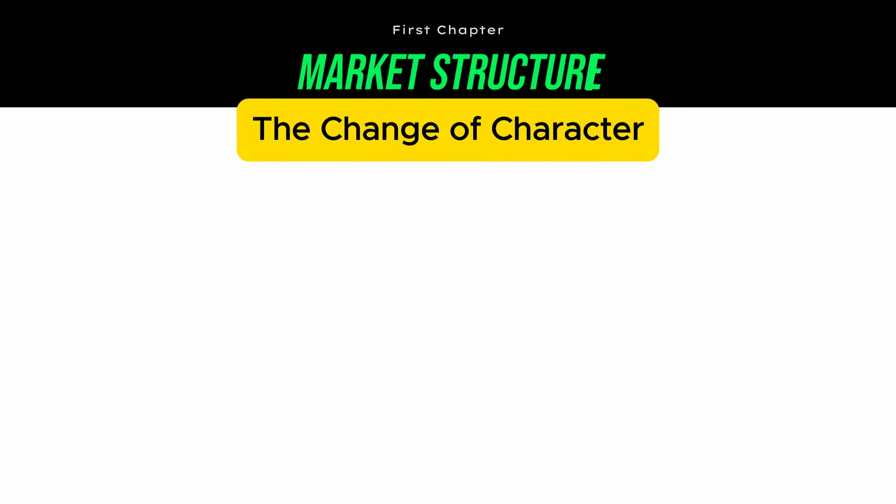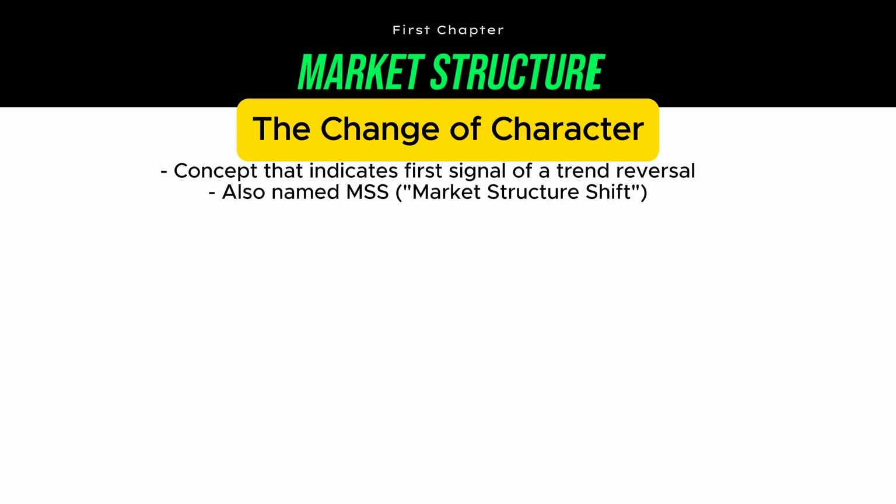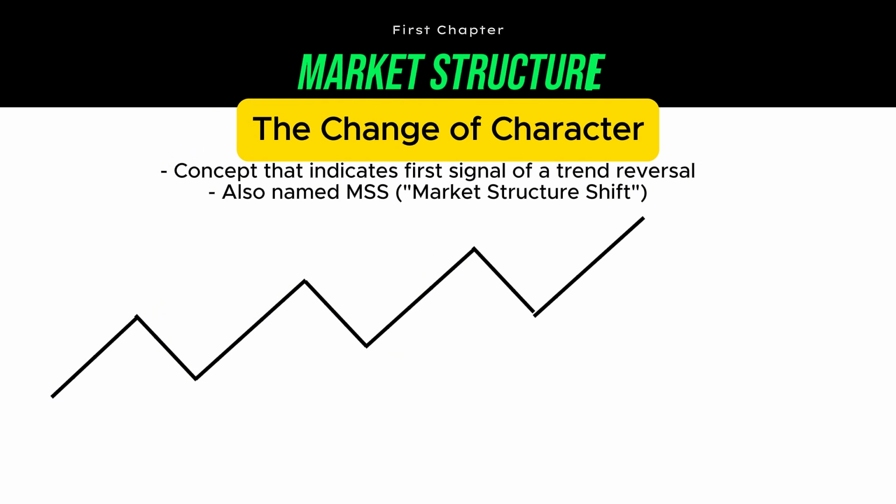The change of character, also named market structure shift, is another concept used by smart money that indicates the first signal of a trend reversal. Let's go straight into the examples, starting from a simple uptrend price action. Price goes up, pulls back, and breaks the high. Pulls back, breaks the high, pulls back, breaks the high. Knowing that the uptrend is characterized by higher highs and higher lows, the change of character begins once the next low breaks the last low.